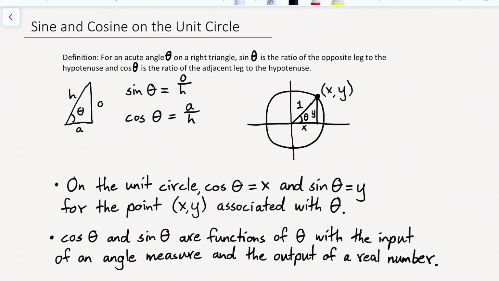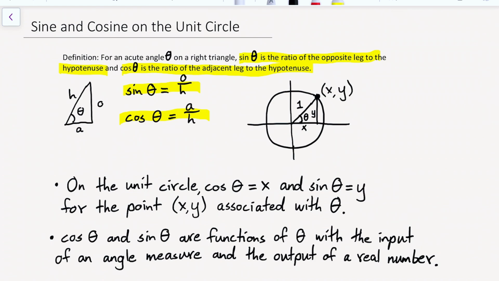If we're looking at an angle theta on a right triangle, sine of theta measures the ratio of the opposite leg to the hypotenuse. Cosine of theta measures the ratio of the adjacent leg to the hypotenuse. So we say sine of theta equals O over H, cosine of theta equals A over H, where each of these is a length. These will always result in output values with an absolute value of 1 or less because the hypotenuse H is always larger than the numerator, the opposite leg or the adjacent leg.